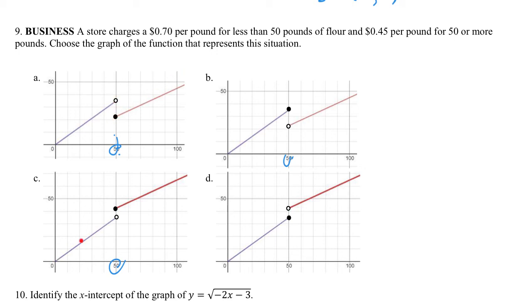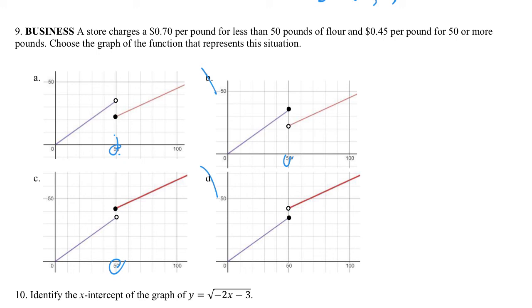So A fits that. C, first line is open, second line is closed. C fits that. B, first line is closed, second line is open. So B gets eliminated because of that. And then D, same way. The first line is closed, second line is open. So D gets eliminated.